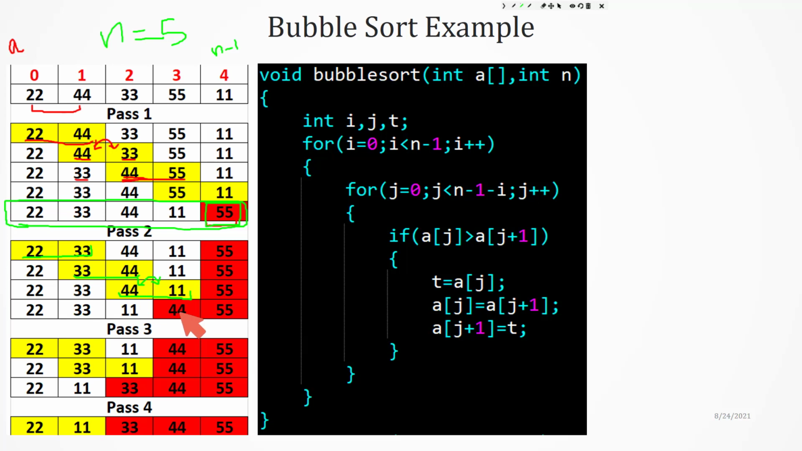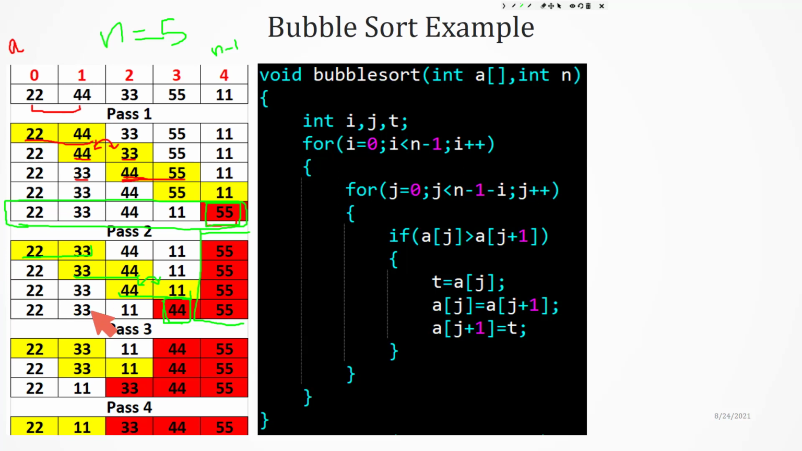So we can stop the second pass because 55 will not be considered anymore, as it has already reached the correct position in the sorted array. Now if you look at this pass, 44 is the second largest element, and after the second pass, 44 reaches the second last position, its correct position in the sorted array.